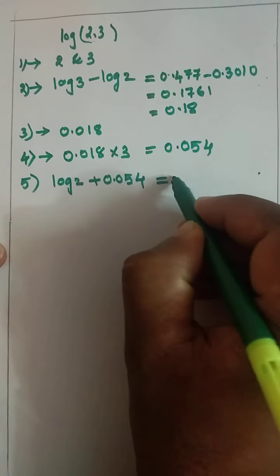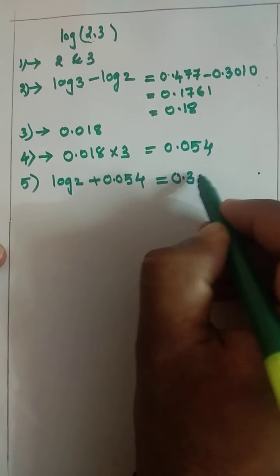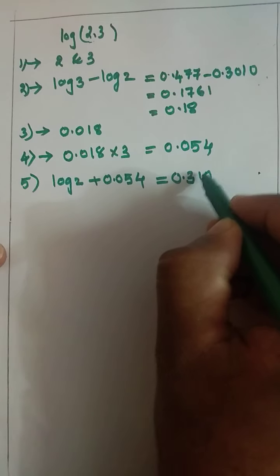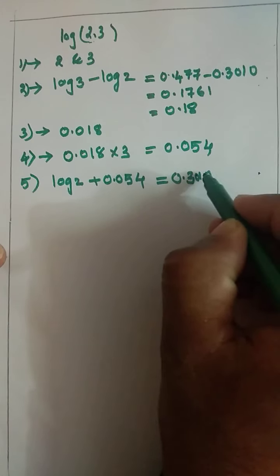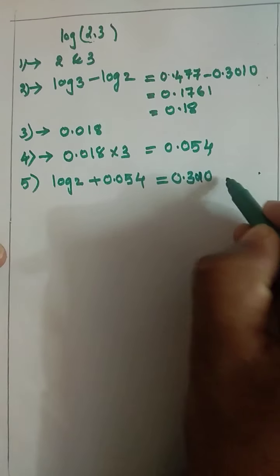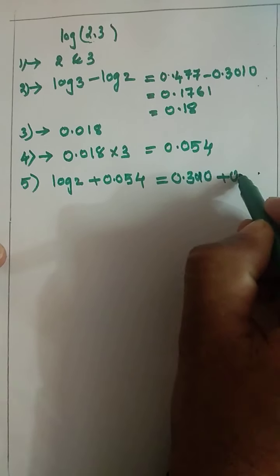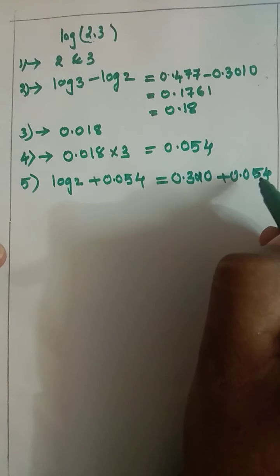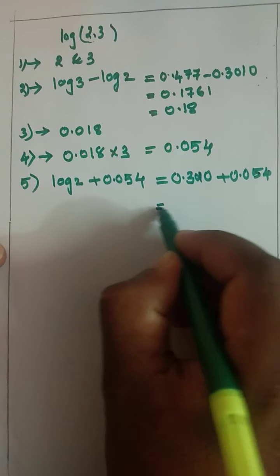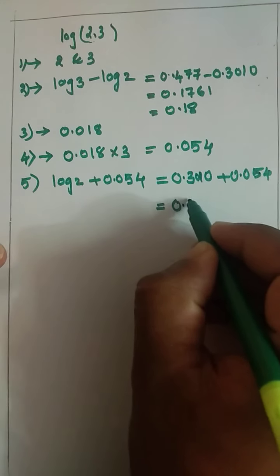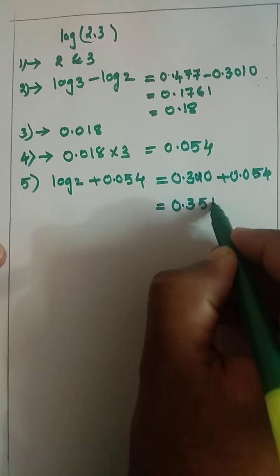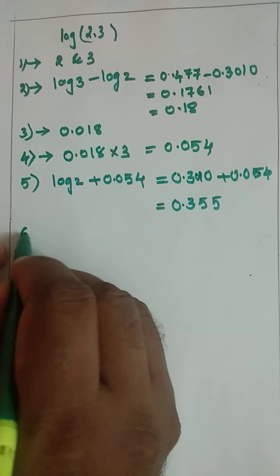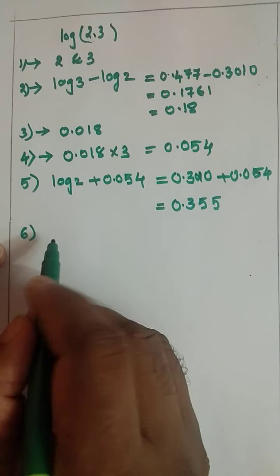So it is coming equal to 0.3010. Log of 2 equals 0.3010 plus 0.054. So how much will you get? You will get 0.355. So this answer has some small error.